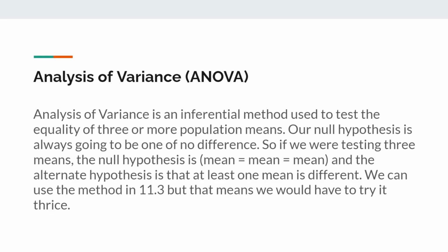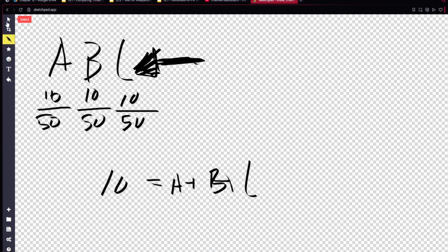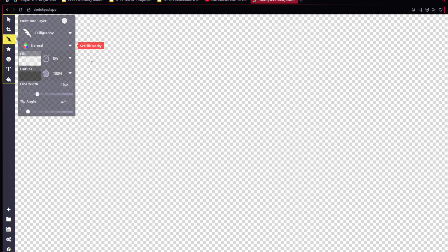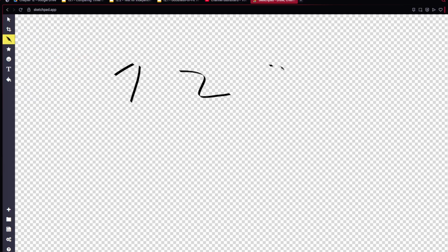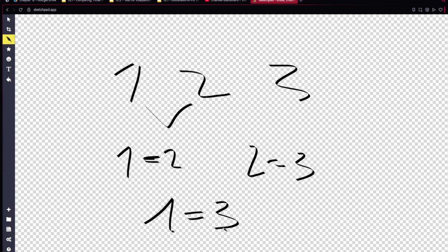If we knew the population mean, obviously we could determine if they're different. But we can use the method in 11.3, but that means we'd have to do it thrice. I'll show you here because it's simple logic. We have 1, 2, 3. We have to check if 1 and 2 are equal. So that's one test. Let's assume they're equal. Now we have to test 2 and 3, and then we have to test 1 and 3. Instead of doing it 3 times, let's just do it once, because this leaves room for error.